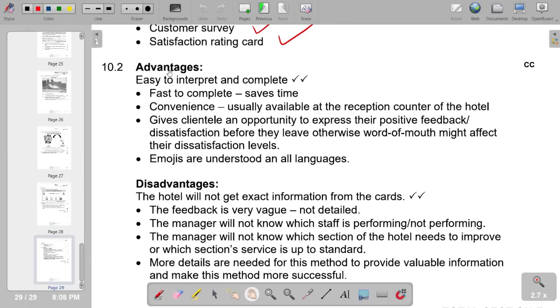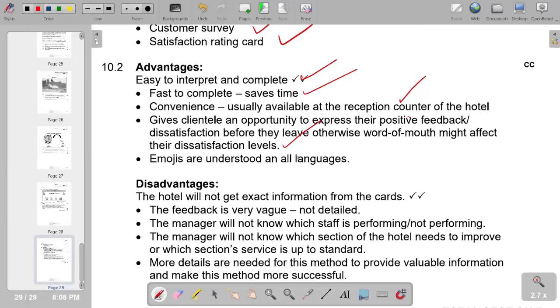So in terms of an advantage, we're saying easy to interpret and complete. Fast to complete, saves time. Convenience, usually available at the reception counter of the hotel, gives clientele an opportunity to express their positive feedback or dissatisfaction before they leave. Otherwise, word of mouth might affect their dissatisfaction levels.